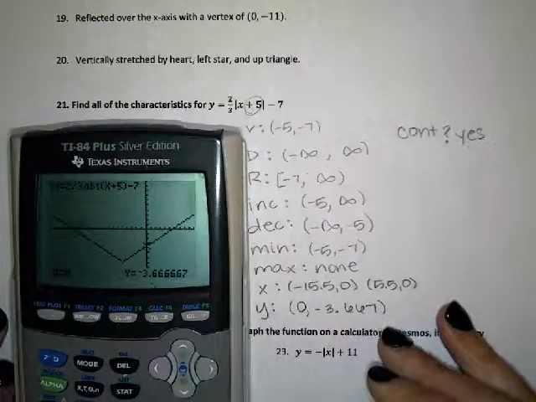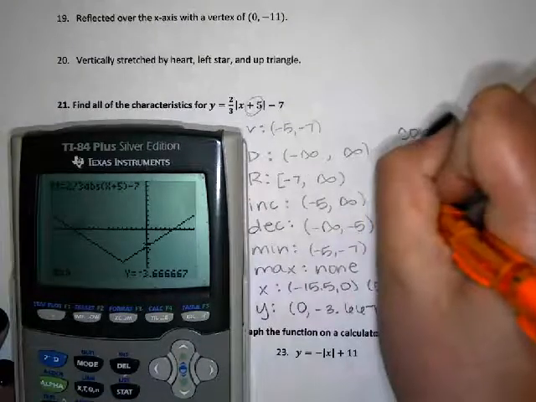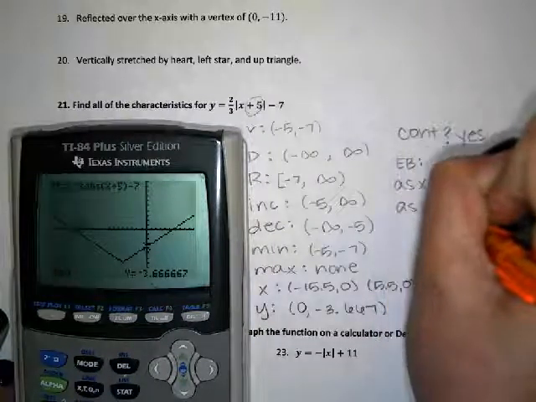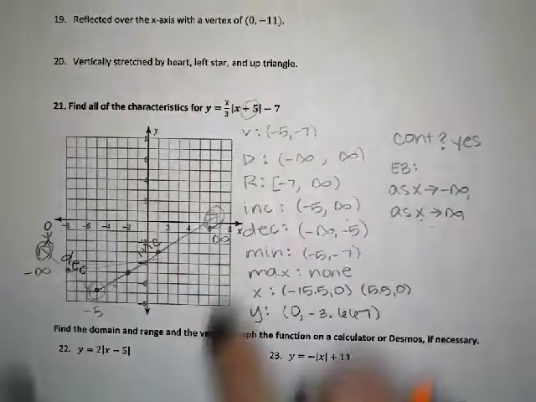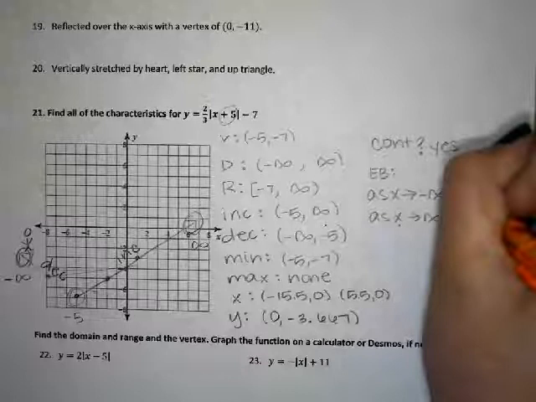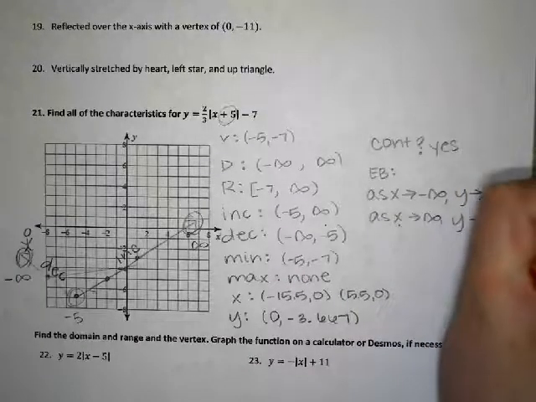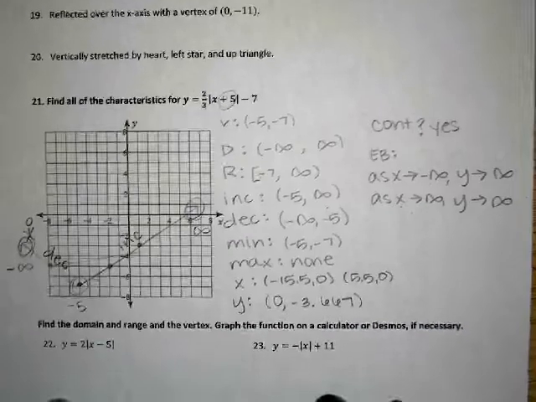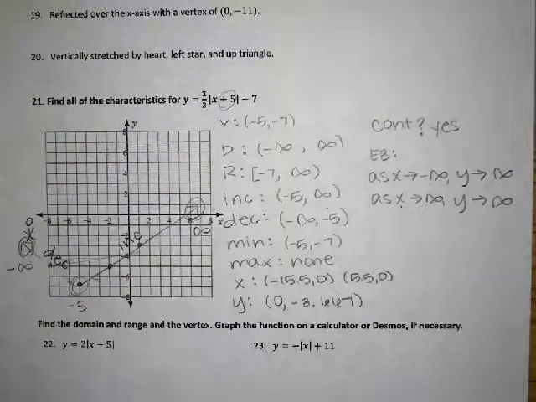Then we have end behavior. We have to look at the left arrow and the right arrow. They both go up, so for both of these, I'm going to say positive infinity, because we got up, up. The left arrow goes up, the right arrow goes up. And so when it says find all the characteristics, that's literally what it means. Isn't that fun? Those were all the characteristics.